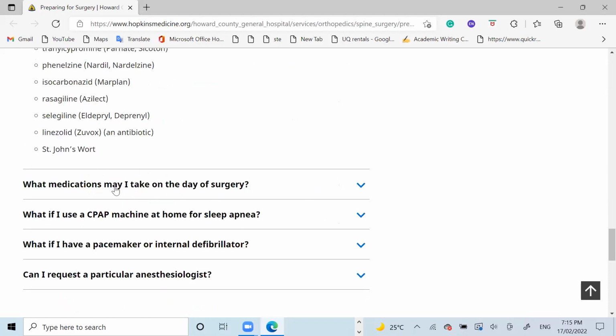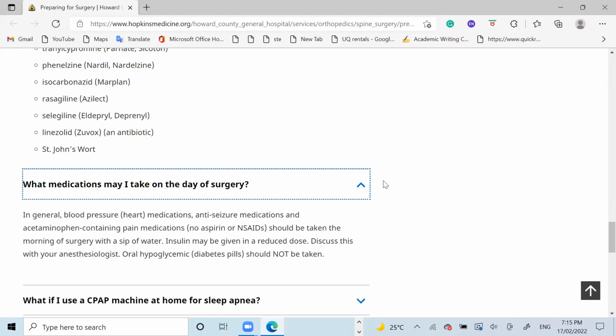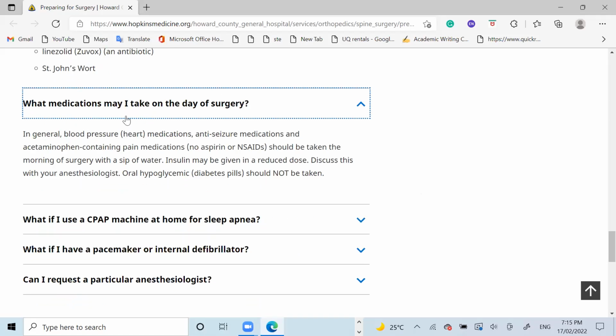What medications can the patient take on the day of the surgery? This is also very important and one of the favorite questions of AMC in the surgery portion. Blood pressure medication or heart medication of any kind. Anti-seizure medication, acetaminophen containing pain medication, not the aspirin and NSAID, the acetaminophen ones. It should be taken on this day of the surgery with a slight sip of water. And you can also take diabetic pills. All right.